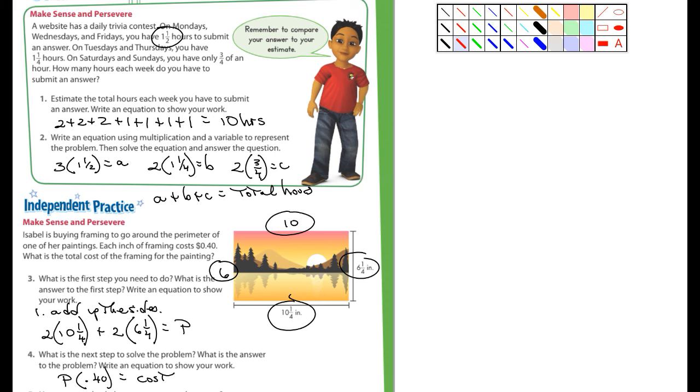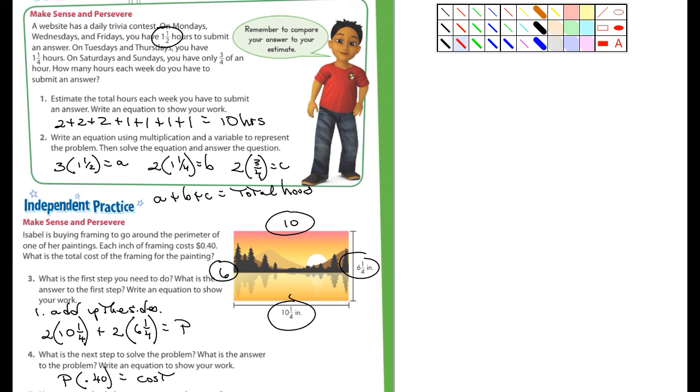And that's an estimate. Number 2 says write an equation using multiplication and a variable to represent the problem. What's a variable? A variable is a letter that represents a number. So 3 times 1 1/2, that's the Mondays, Wednesdays, and Fridays. Then 2 times 1 1/4, that's the Tuesdays and Thursdays. And then 2 times 3/4, that's the Saturdays and Sundays. And then you just add up all of them: A plus B plus C equals the total hours. All right.